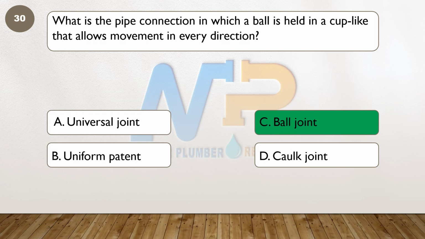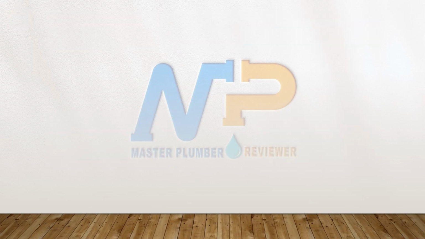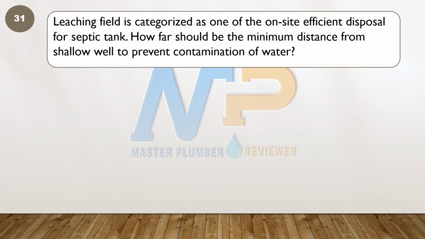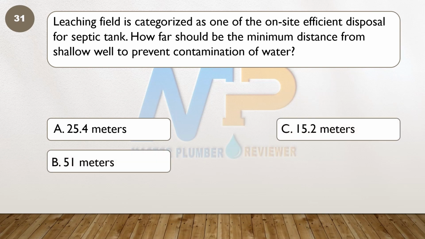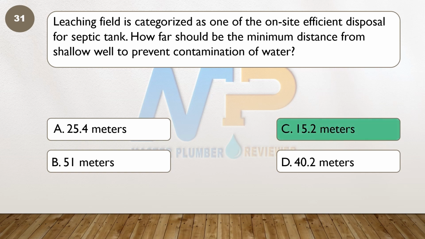Number 31. Leaching field is categorized as one of the on-site effluent disposal for septic tank. How far should be the minimum distance from shallow well to prevent contamination of water? A. 25 meters. B. 51 meters. C. 15.2 meters. D. 40.2 meters. The answer. It's C. 15.2 meters.